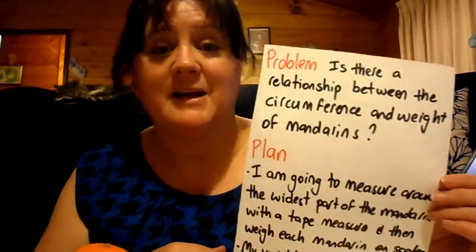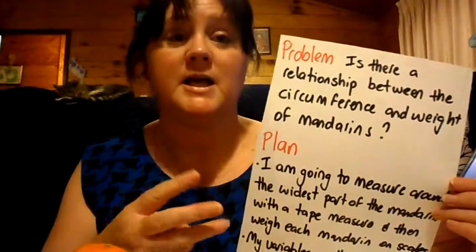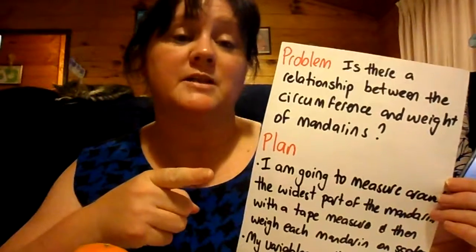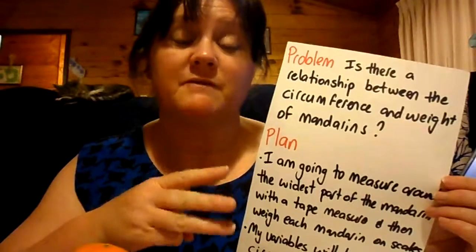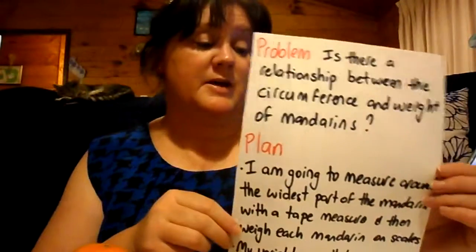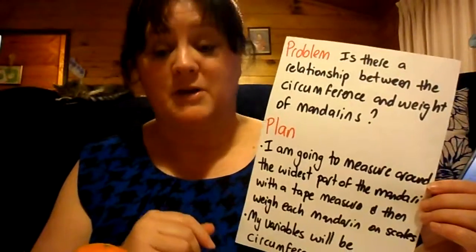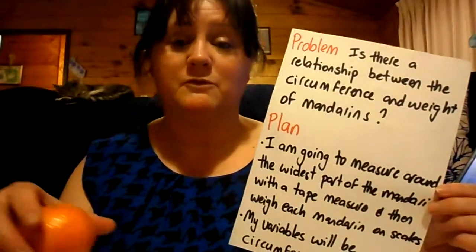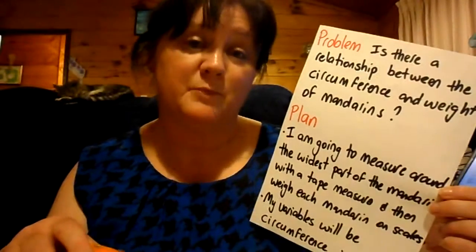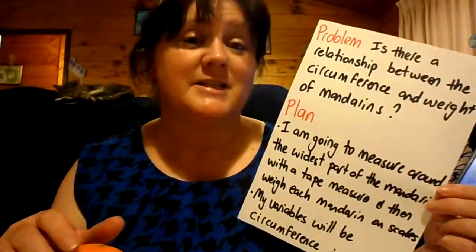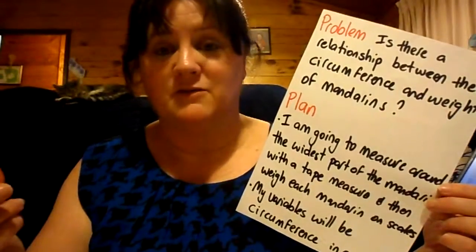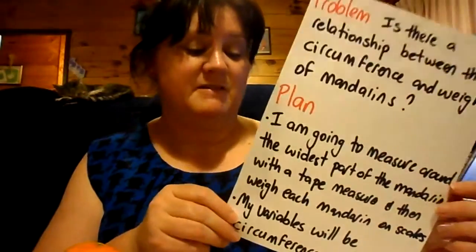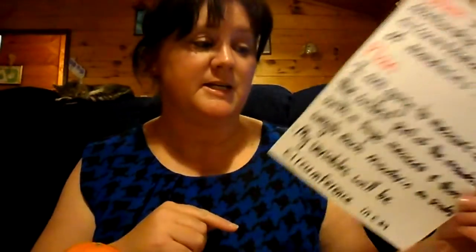We then have to write a plan, and the plan includes 3 components. The plan has to say how you're going to get the measurements, what you're measuring, and any possible sources of variation. So in this one, a simple statement: I am going to measure the circumference of the mandarin around its widest point in centimetres, and then I'm going to weigh the mandarin. My variables will be circumference in centimetres and weight in grams.